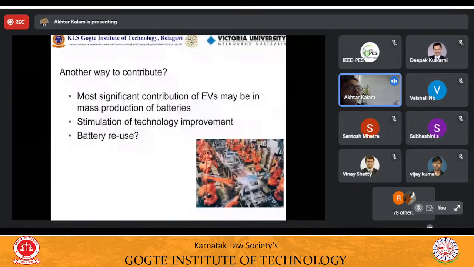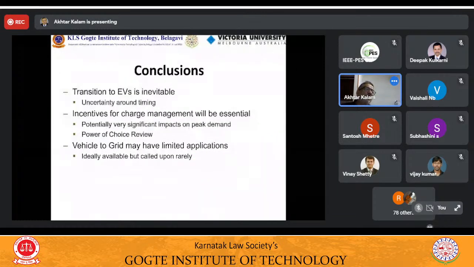So this question which was asked by Dr. Kulkarni, I can tell him right now that my friend Dr. Kulkarni, the transition to electric vehicle is inevitable, whether you like it or not. The problem is uncertainty. Now, if you want this to be successful, you have to make sure that there is incentive, whether it is from your government of Karnataka or your central government, your federal government. Someone has to give incentive so that we can have appropriate charges. And naturally, it'll have great impact on peak demand. But again, there will be a power of choice review.